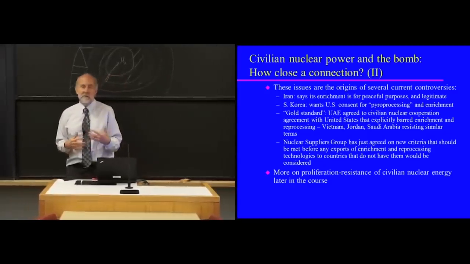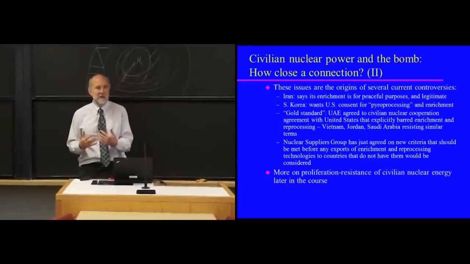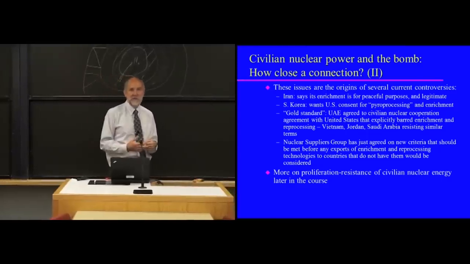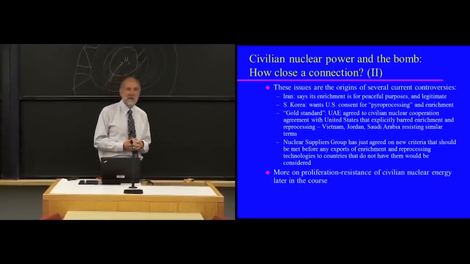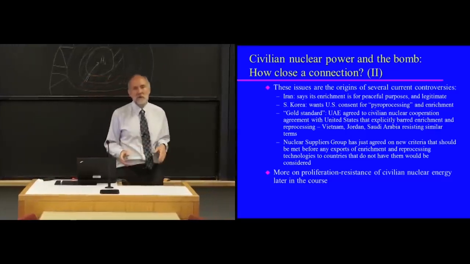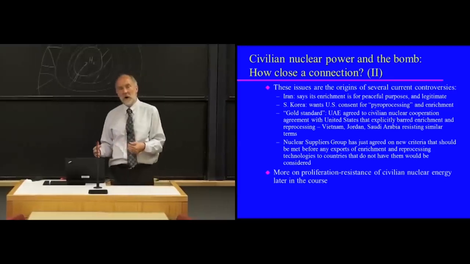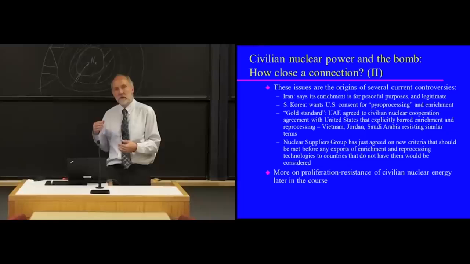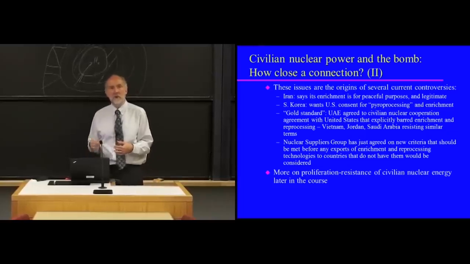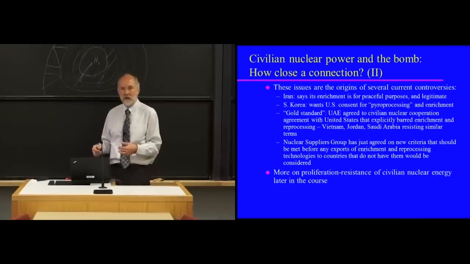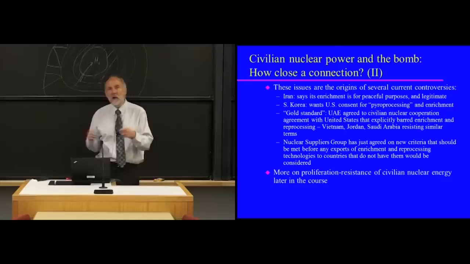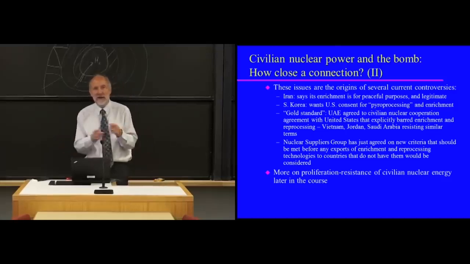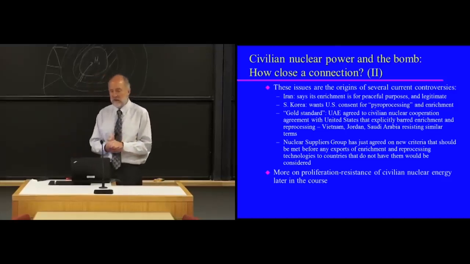Similarly, there's a significant controversy in the US government over what is sometimes referred to as the gold standard for civil nuclear cooperation. So the United Arab Emirates, some years ago, signed a civil nuclear cooperation agreement with the United States that explicitly prohibited the United Arab Emirates from building enrichment or reprocessing facilities. And some people say, well, we ought to have that requirement in all of our civil nuclear cooperation agreements. That ought to be the standard that we insist on.